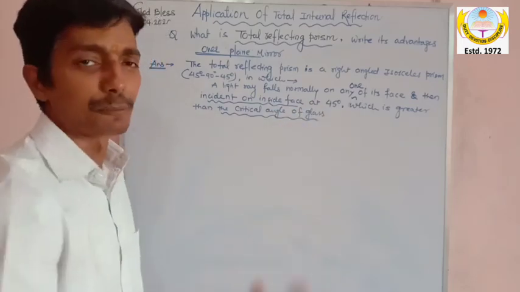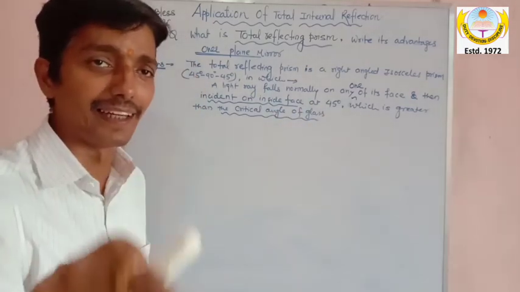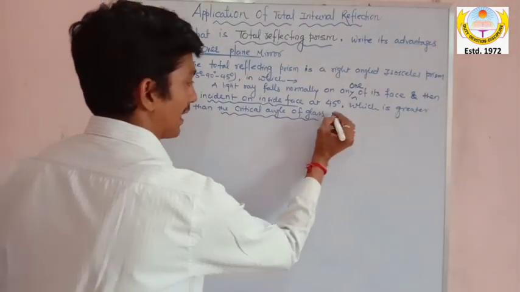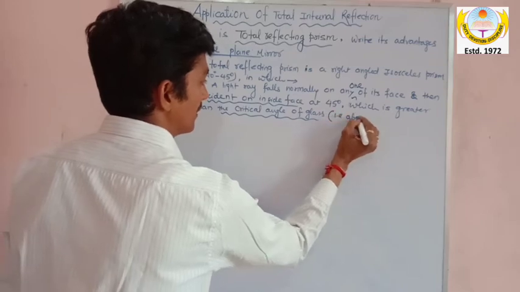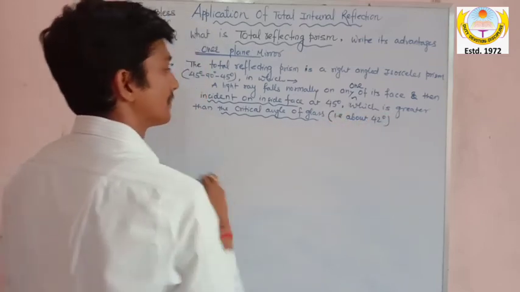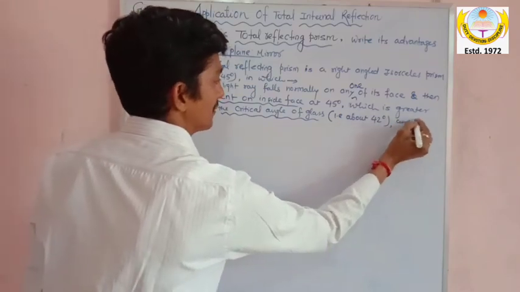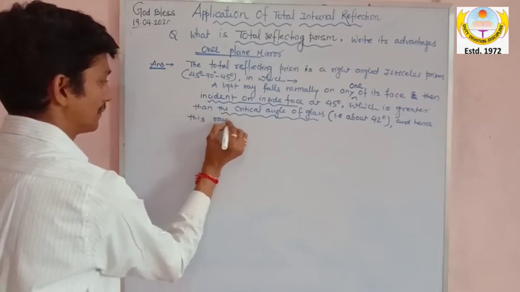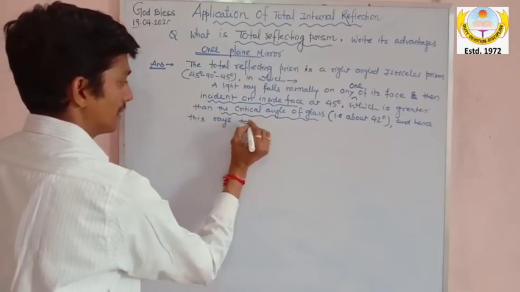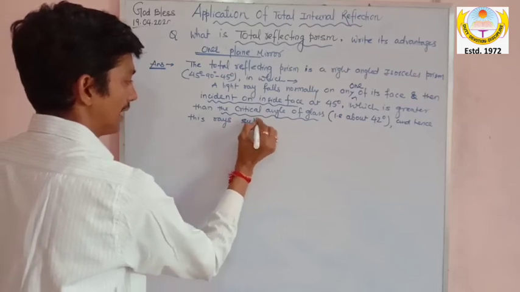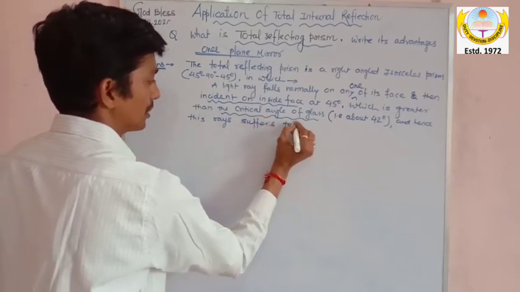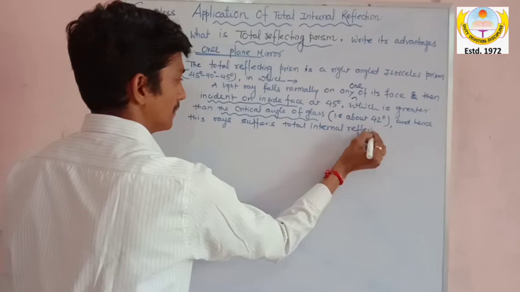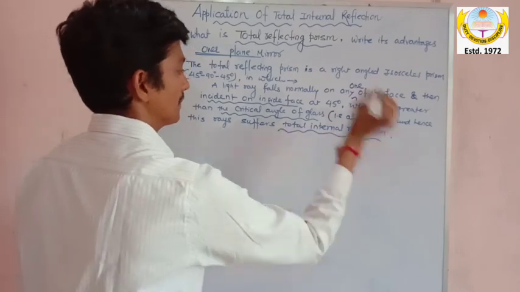of glass. I am taking glass because the prism is made up of glass. So here the material is glass, so we are interested in the critical angle of glass. So this is greater than the critical angle of glass, that is about 42 degree, and hence these rays suffer total internal reflection. I hope it is clear.